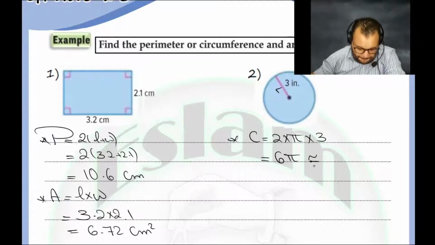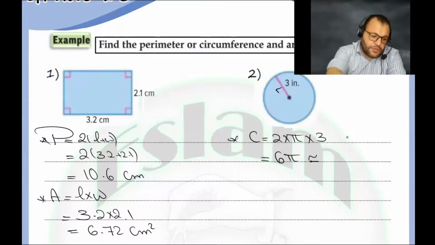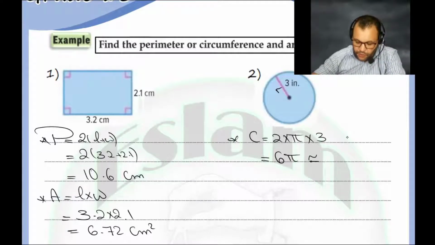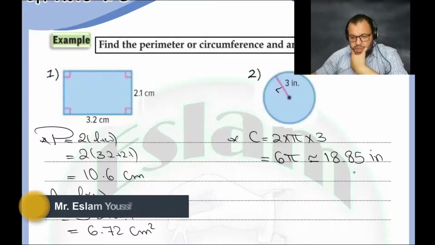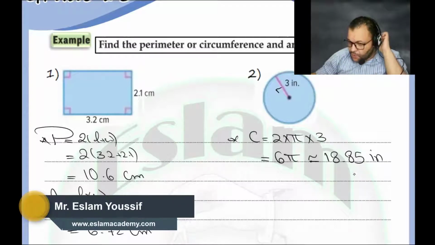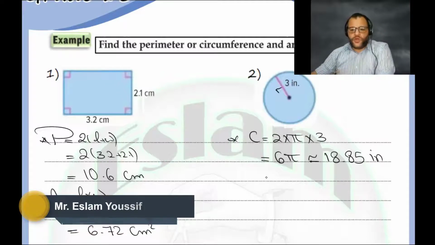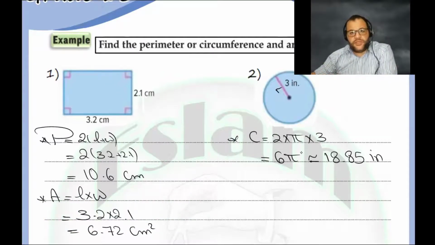Or just multiply 6 times pi. It's 18.85. You have to round it to the nearest 2 decimal places. Or if you are asked to round to 1 decimal place, it would be 18.8, but the normal is 2 decimal places.